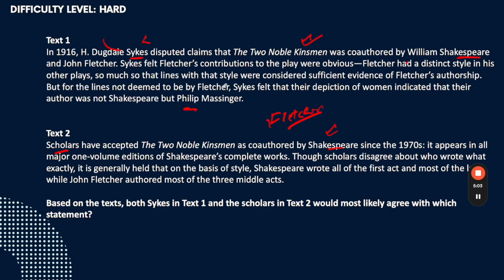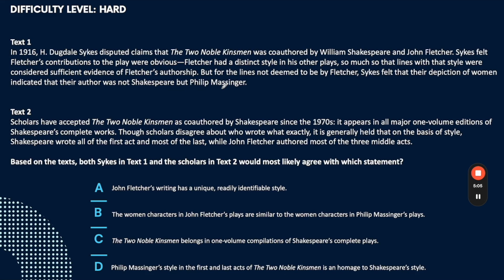So with this understanding, we'll go ahead and start eliminating our options. We'll find your right answer. Let's go to A now. John Fletcher's writing has a unique, readily identifiable style. So, Fletcher's writing style has definitely been discussed in both the texts, right?